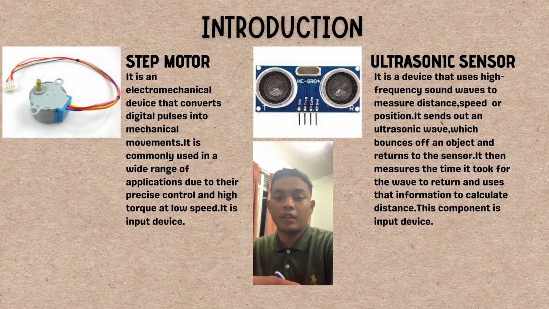Other than that, the second component is the ultrasonic sensor. It is a device that uses high frequency sound waves to measure distance, speed, or position. It sends out an ultrasonic wave which bounces off an object and returns to the sensor. This component is an input device.